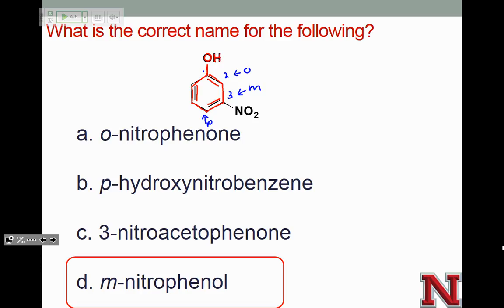But p-hydroxynitrobenzene would be a different compound, and that would look like this, and that is not our compound. So this is not p-hydroxynitrobenzene. It's not nitrophenone, because this isn't a phenone. Now the ONE means ketone. We don't have a ketone.